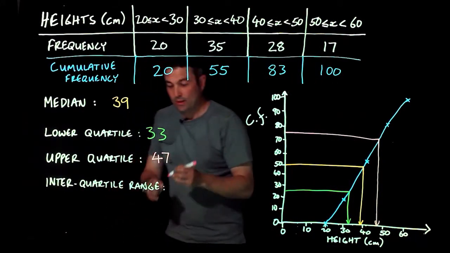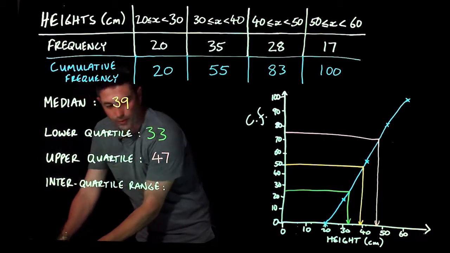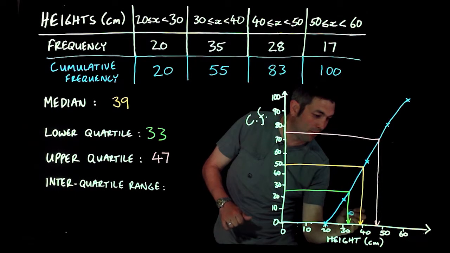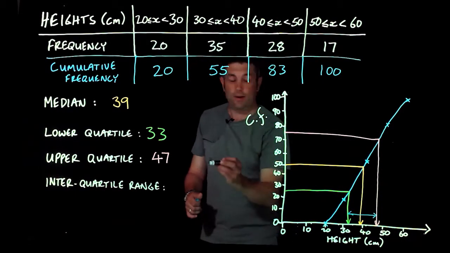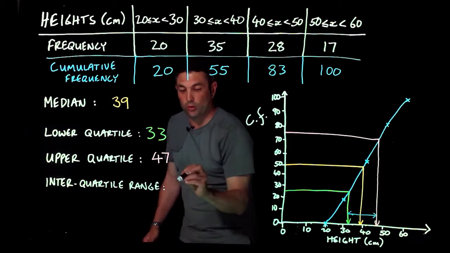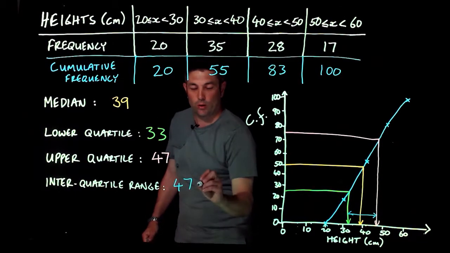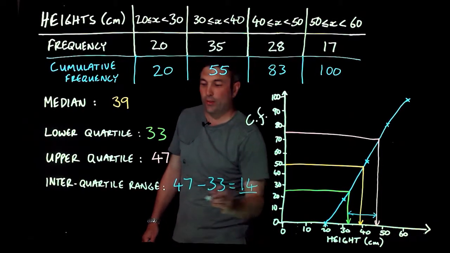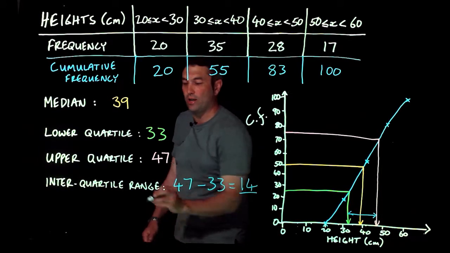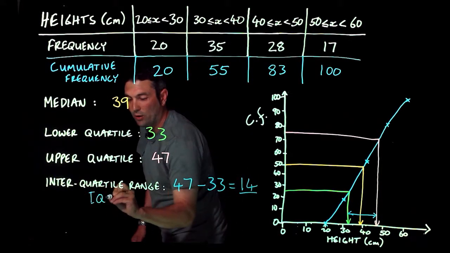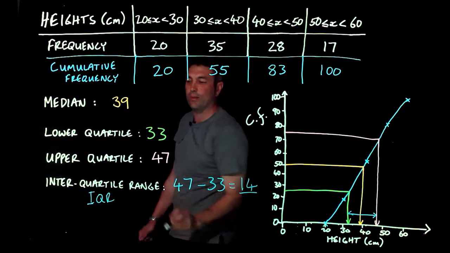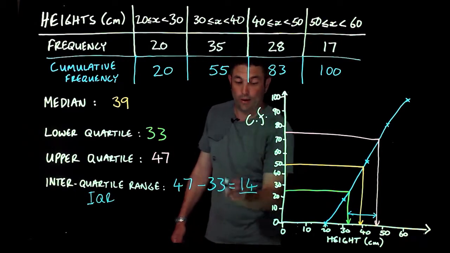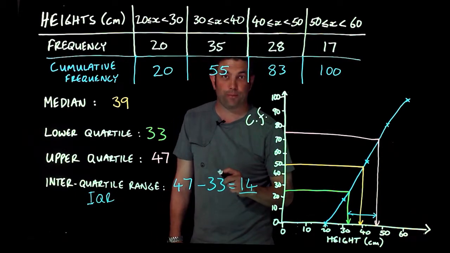There we go. Now, we've got this last little bit here, which is known as the interquartile range. That's the bit between here and here. So we've worked out the upper quartile, which is 47. We've worked out the lower quartile, which is 33. We find the difference, we get 14. Now, in a test that might be known as the IQR, so be careful to look out for IQR. It means the same thing. So the interquartile range is the upper quartile take away the lower quartile, and there we go, 14 is the answer.